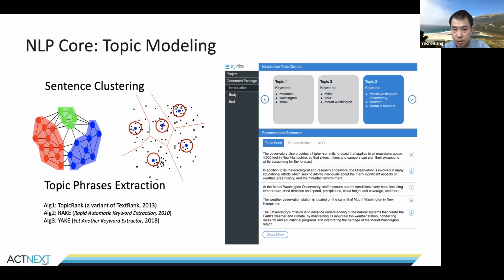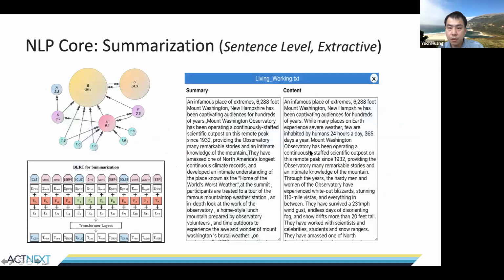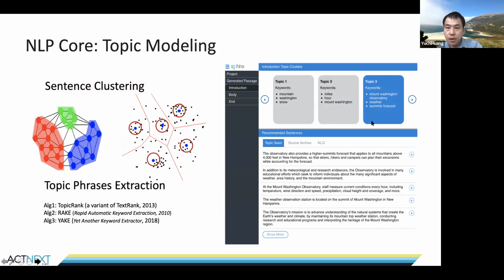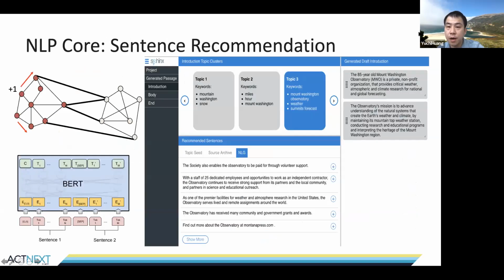And we use different sentence clustering algorithms. We found out k-means would be the fast one. And we also use several different topic phrase extraction methods to extract the representing words and phrases from the cluster of sentences. Let me go back. Yeah, you can see from the right-hand side, this is basically our interface. You can select topic 3, for example, Mount Washington Observatory and weather summit forecast, and it will come up with some sentences relating to this topic. And you can choose one to start a composition.